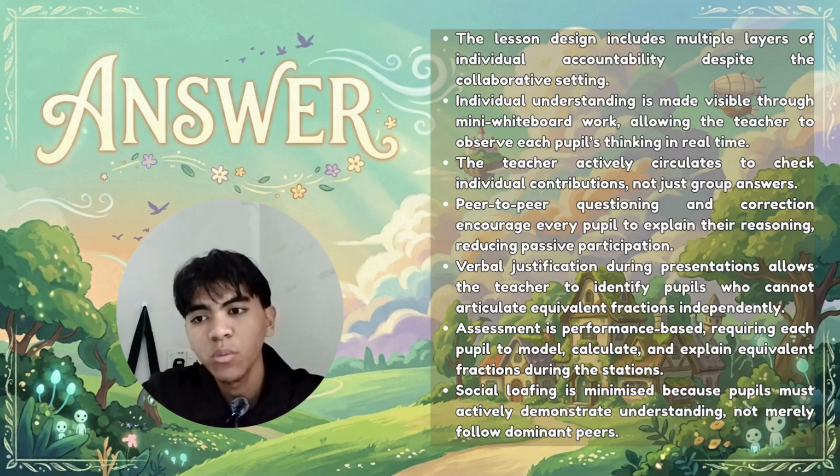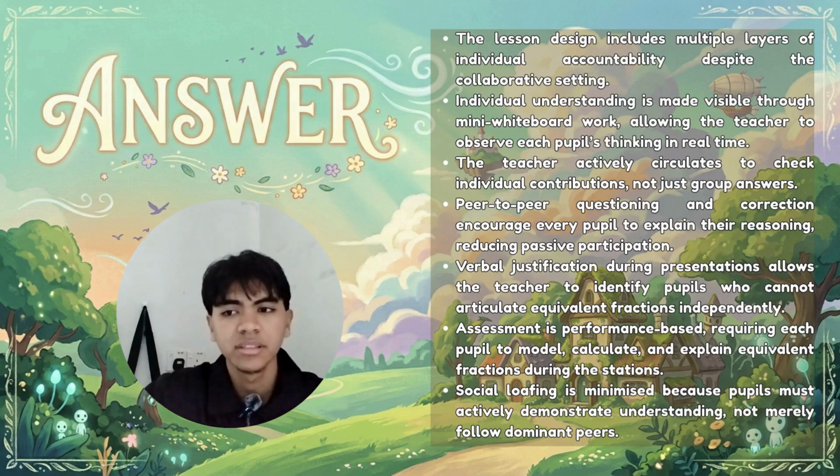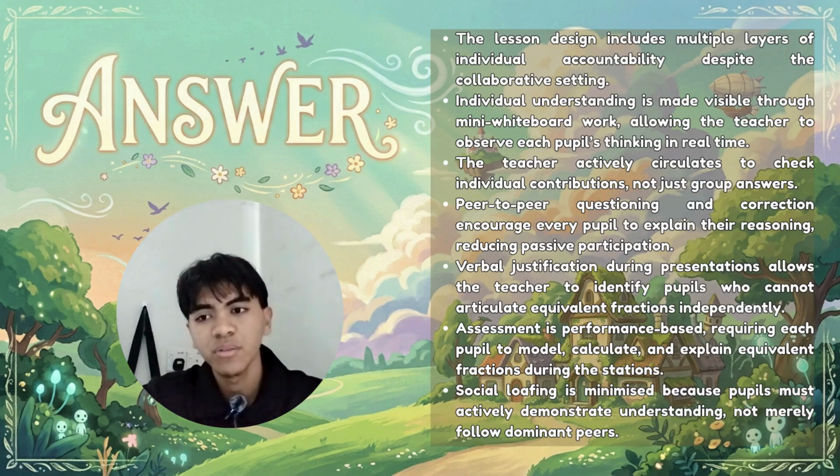In conclusion, while learning is collaborative in nature, individual understanding is continuously monitored and assessed through visible thinking, peer interaction, verbal explanation, and meaningful task performance. This ensures that shared success does not come at the expense of individual mastery.